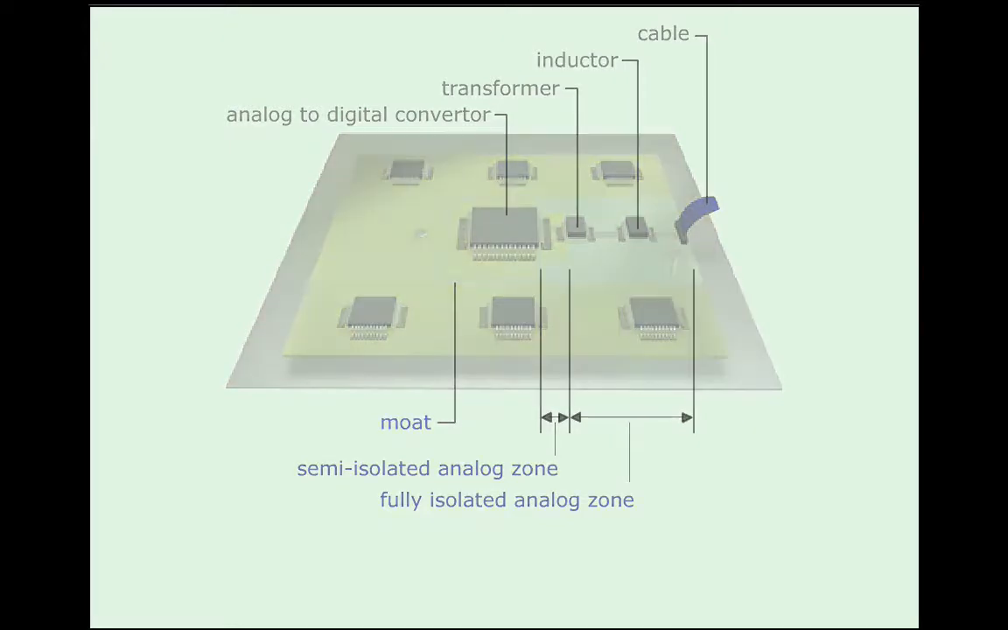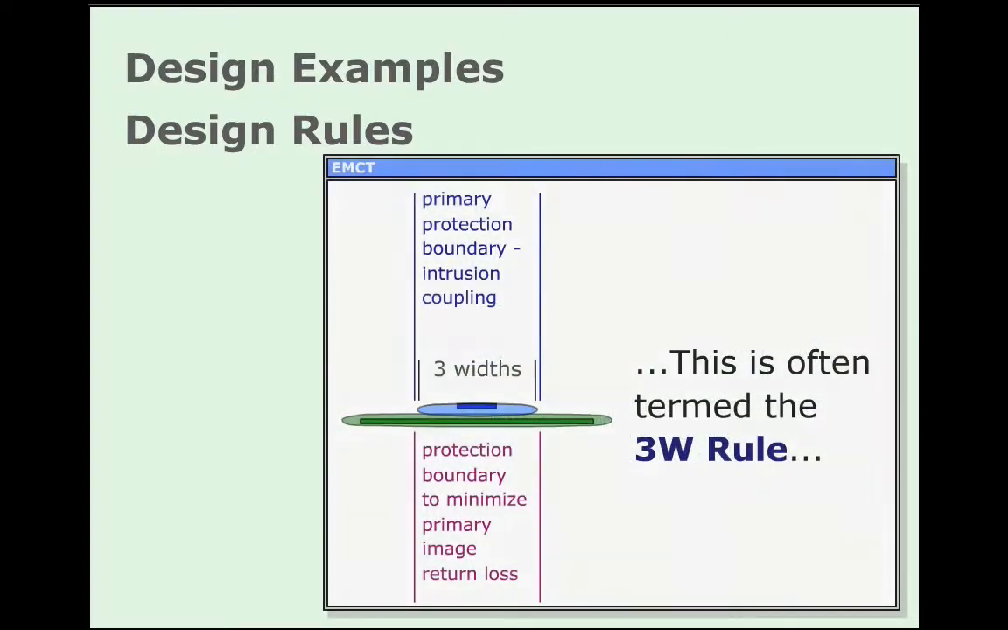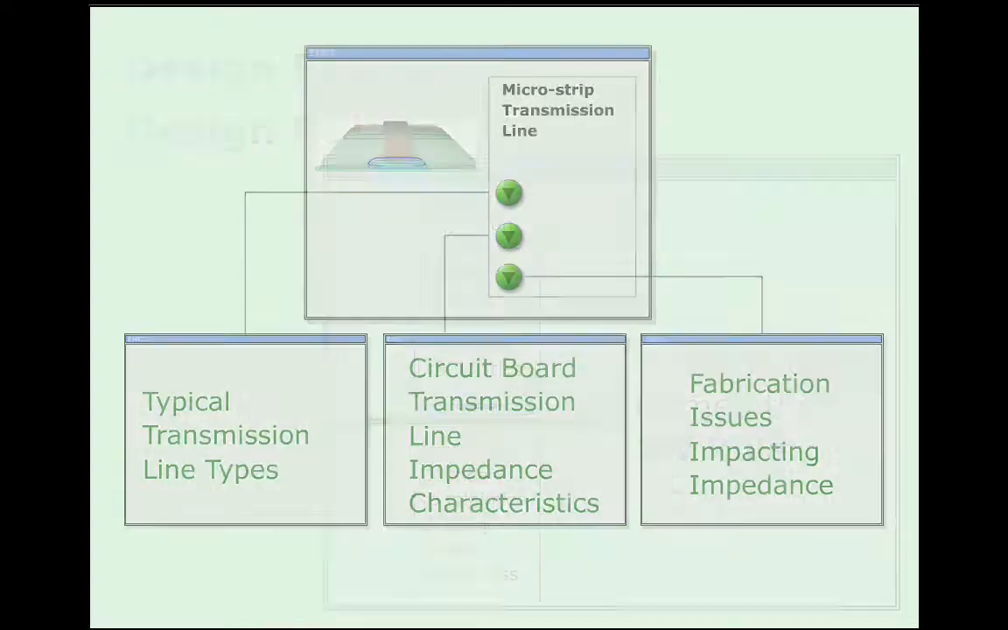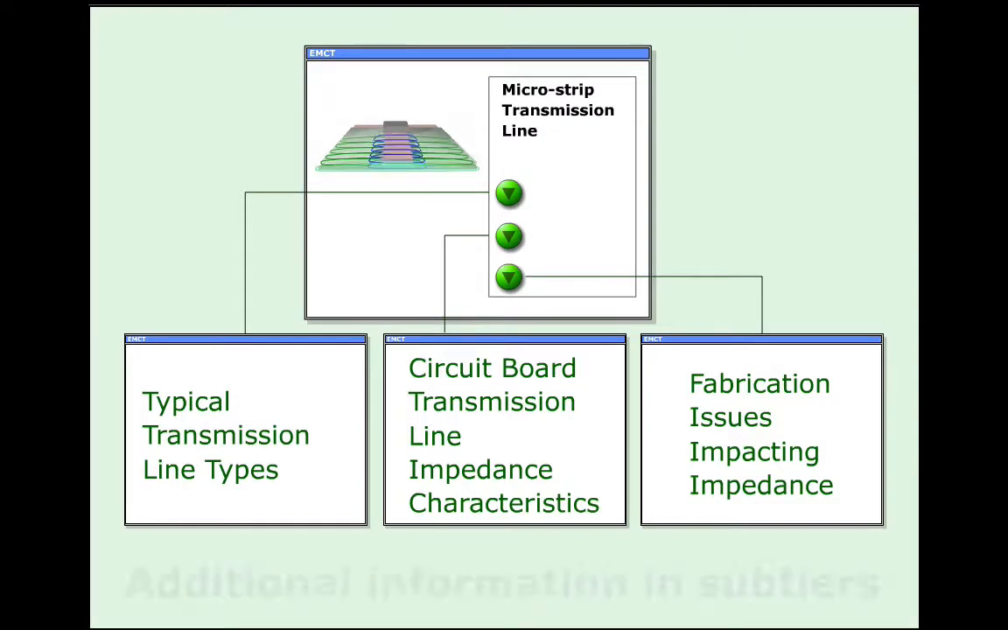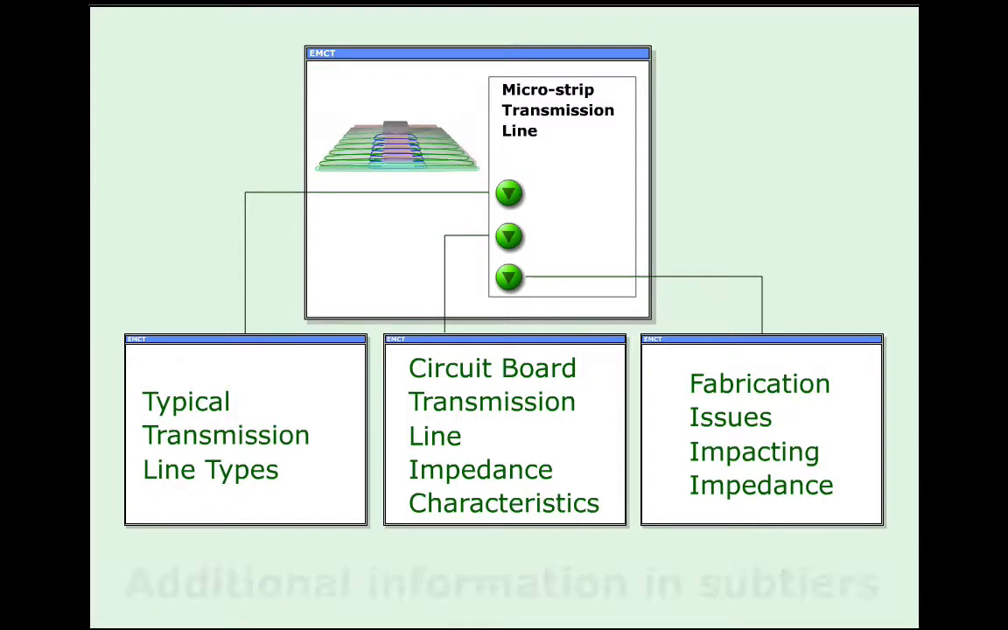Throughout this tutorial, you're provided with numerous design examples and the design rules. And what's most important, you're not just blindly learning a bunch of rules. Always, you're learning the concepts, so you'll know when and where to apply the design rules. Many topics in the EMCT provide additional screens to clarify and further explain the concepts. This additional information is contained within sub-tiers that are accessible from the main screens and the table of contents.